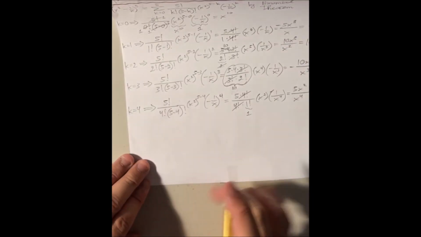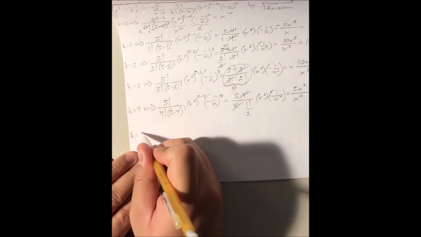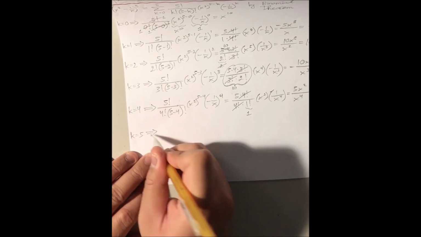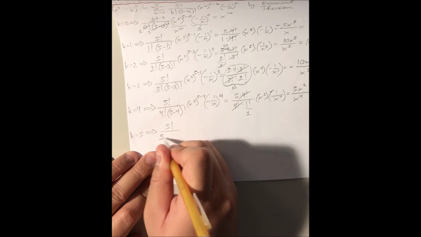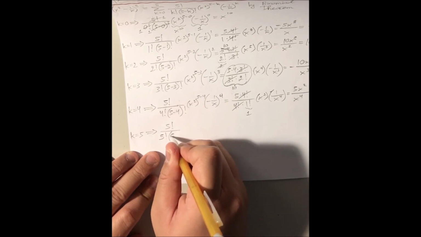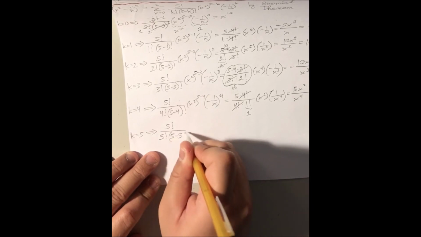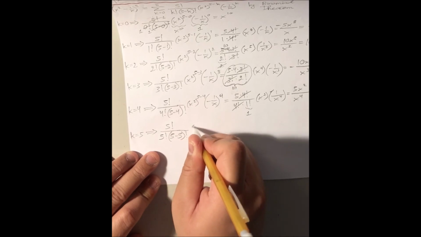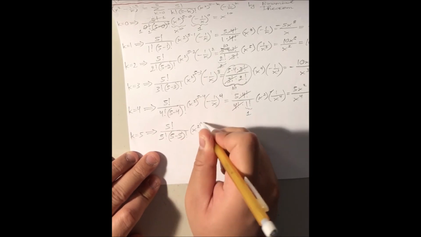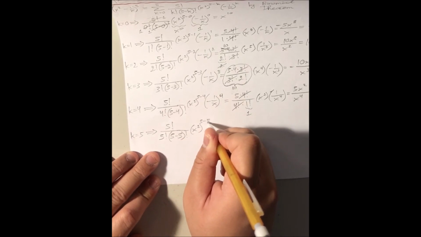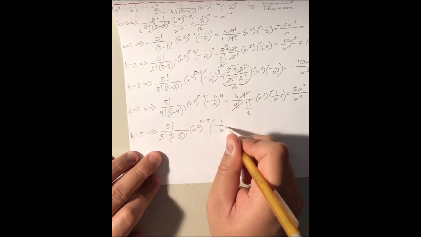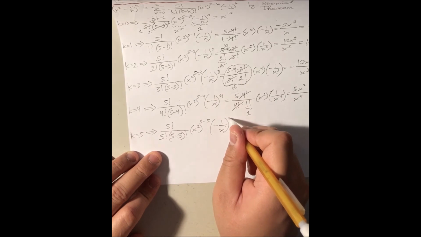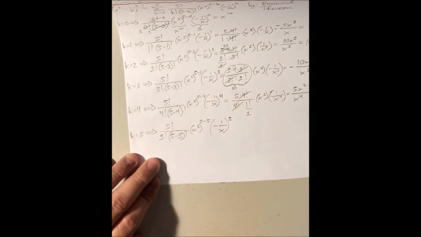Now, lastly, when k equals 5, we got 5 factorial over 5 factorial multiplied by 5 minus 5 factorial multiplied by x squared raised to the 5 minus 5 multiplied by negative 1 over x, negative 1 over x raised to the 5th.